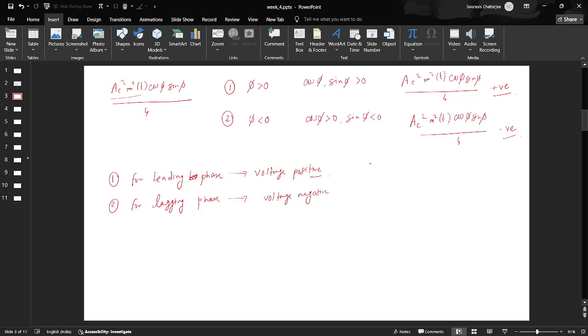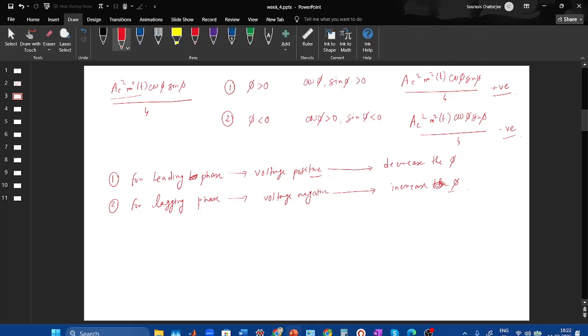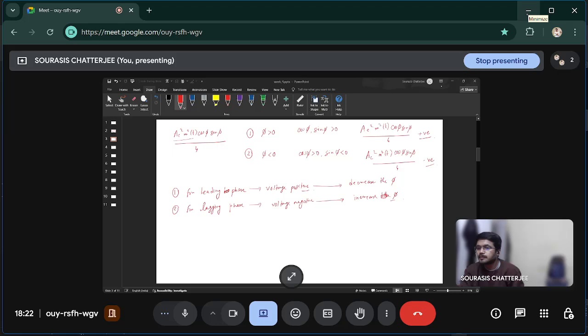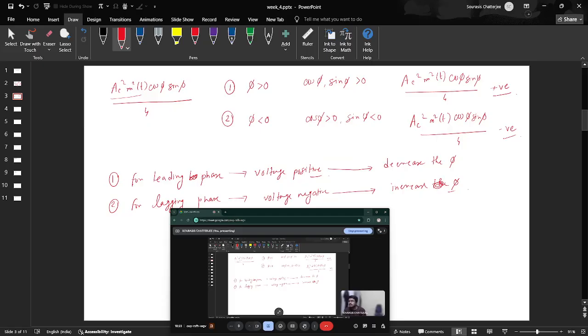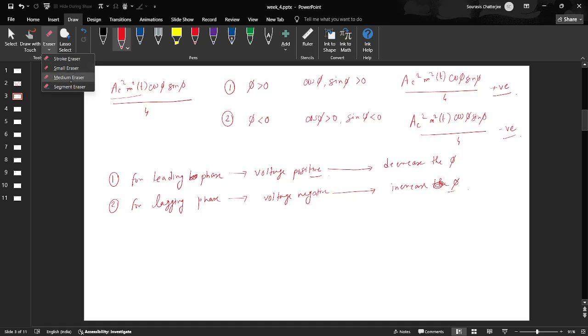Now remember that voltage control part. I am designing my VCO such that when the voltage is positive, it is going to decrease the φ, and when voltage is negative, it should increase. Sorry, let me remove the part here.